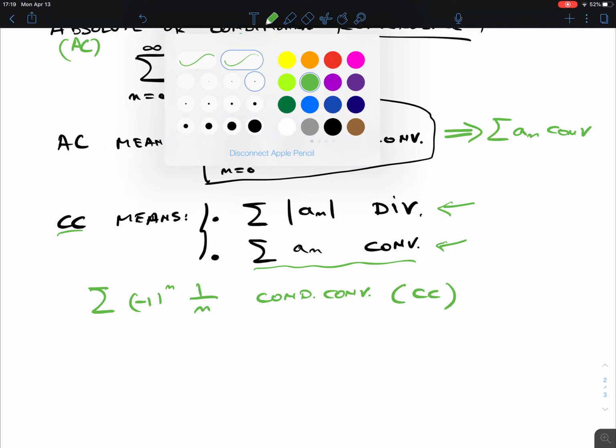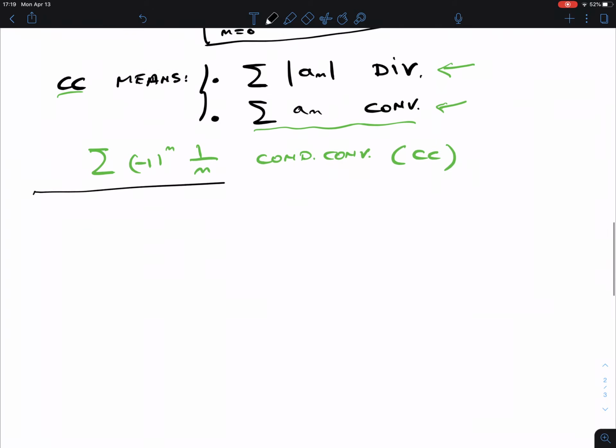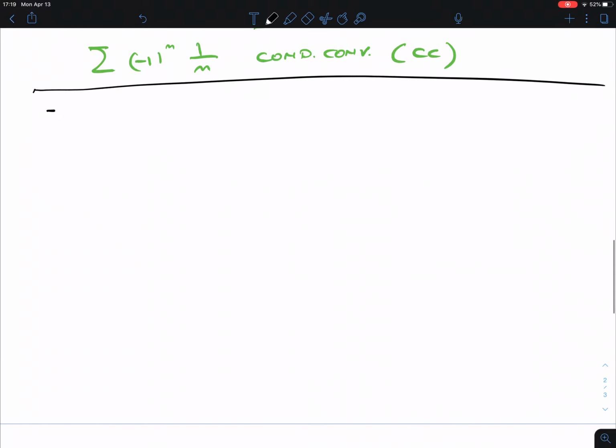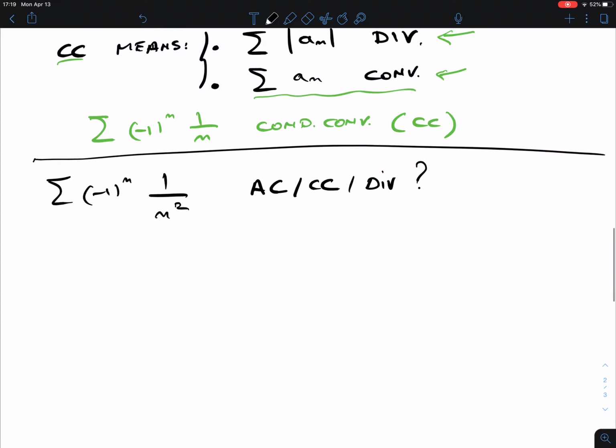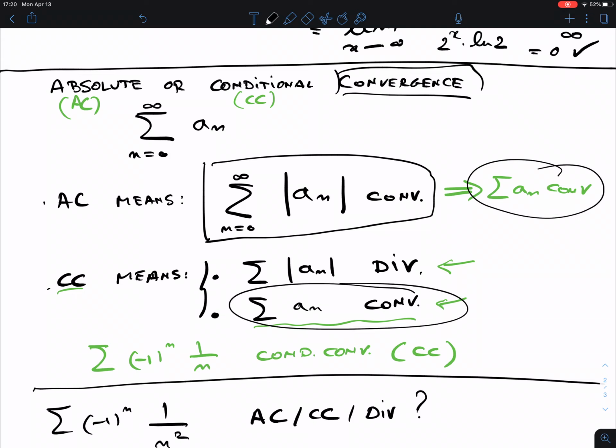Okay, so let me do some examples. It helps if I do more examples to see the subtlety that's going on here. So here's my first example. Well, other than, of course, the alternating harmonic series. Here is this one: summation (-1)^n, 1 over n squared. Let's do this one. So question, what is it? Now we have three options, right? AC, CC, or divergent. Because we split convergence in two types. I remind you, the two types, AC and CC, both imply that the series is convergent.